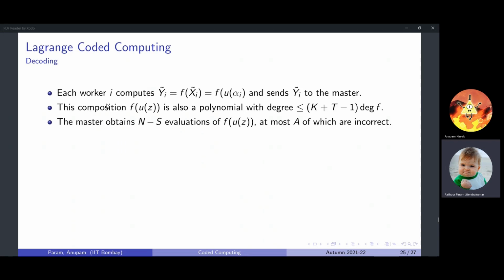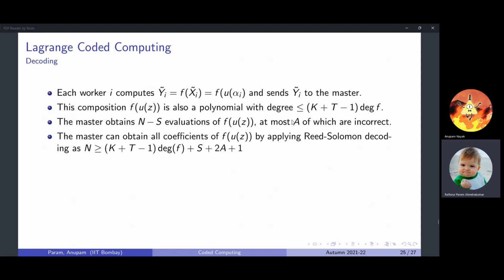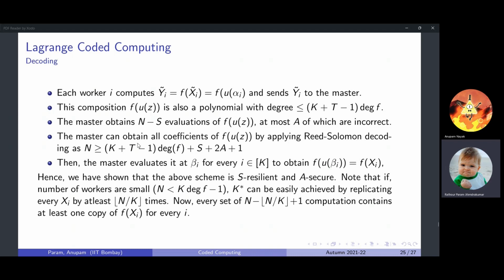Okay, so the decoding is done similarly. The only difference in the decoding is that now the master has to obtain more evaluations because some are incorrect, and we can again apply Reed-Solomon decoding and other algorithms if the degree is greater than this, and then the master can evaluate and get the answer. In this way we can see that the above scheme is S resilient, A secure, and also T private. The T private proof is a bit more complicated, and hence I have not shown it here. Okay, so that's it.